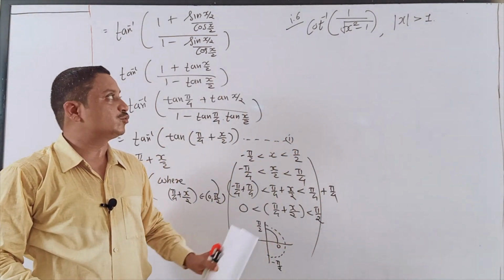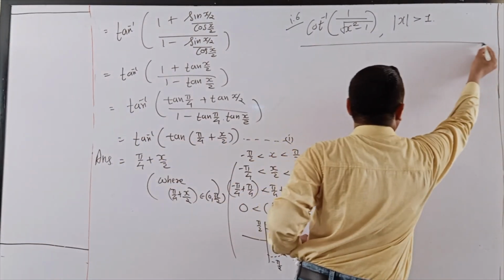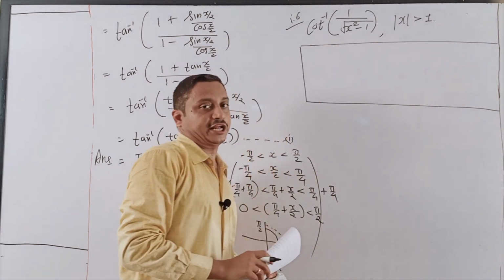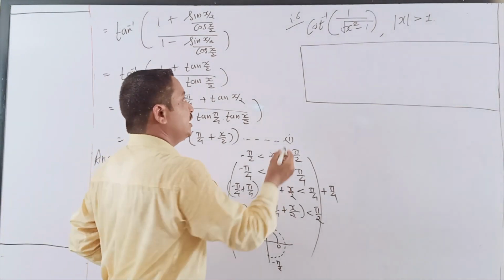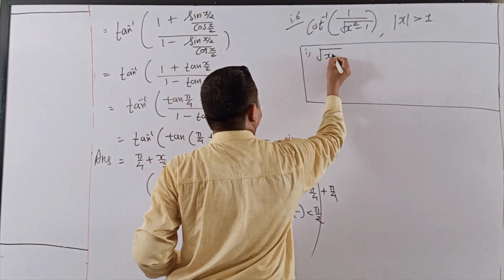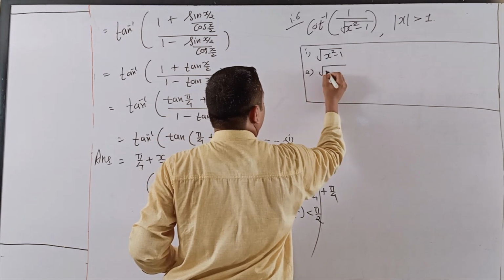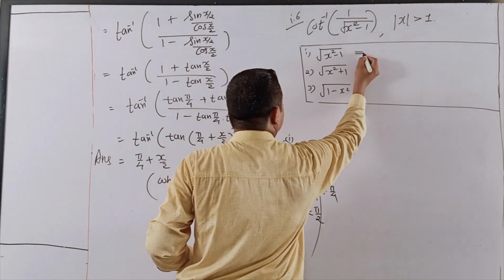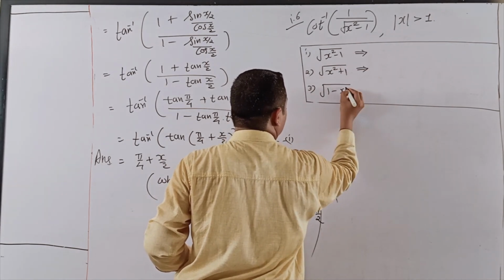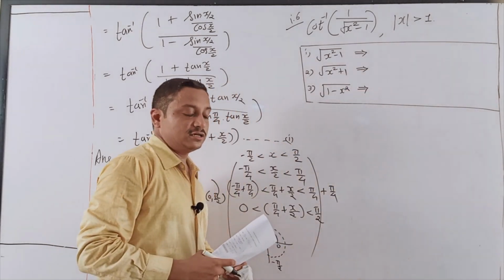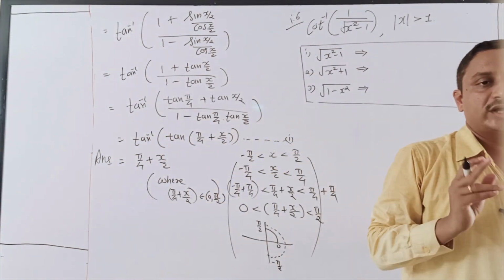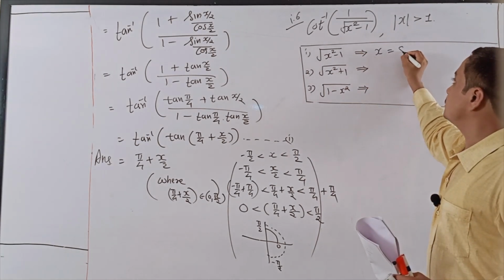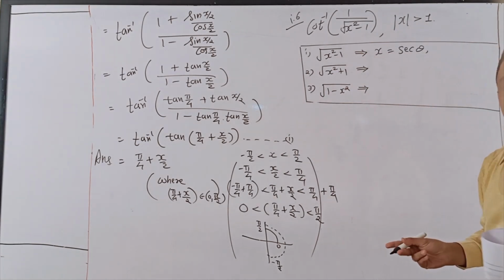Yes students, before starting this type of question I give you a short technique. Learn this short technique by heart for any trigonometric questions with under root x square minus 1 given, under root x square plus 1 given, or 1 minus x square given. This type of question is most probably asked in the textbook exercise. So whenever you have variable minus constant, you assume that x is equal to sec theta. Why?